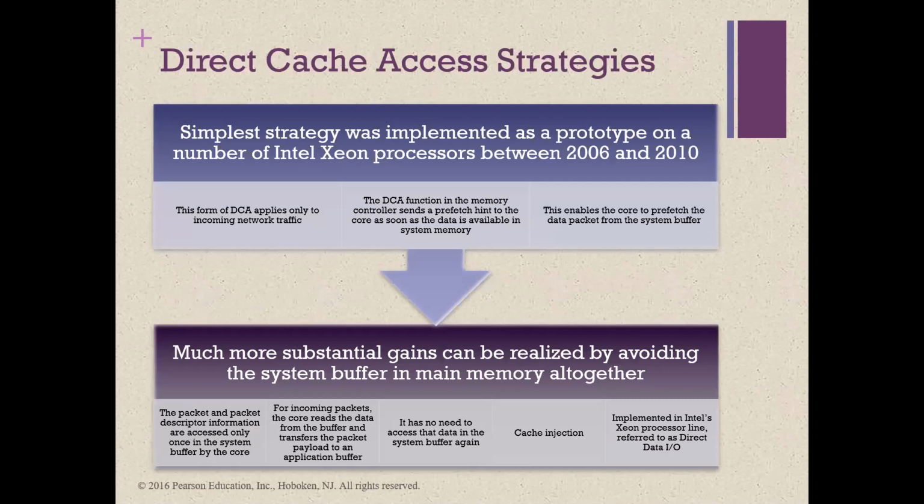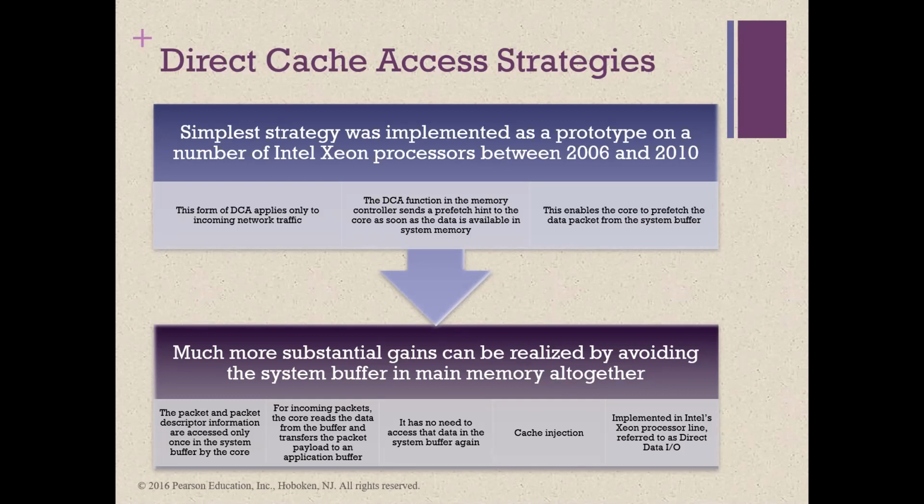So we can also look at some DCA strategies that are in use. Several strategies have been proposed for making more efficient use of the caches for the network I/O, with the general term direct cache access strategies applied to these. The simplest strategy is one that was implemented as a prototype on a number of Intel Xeon processors between 2006 and 2010. This form of DCA applies only to incoming network traffic.